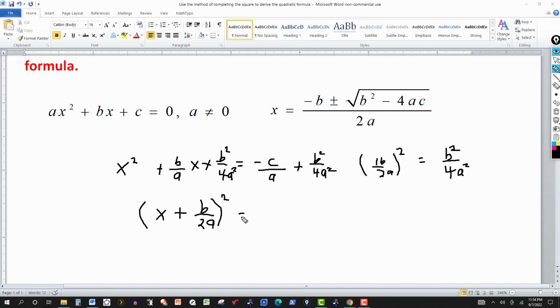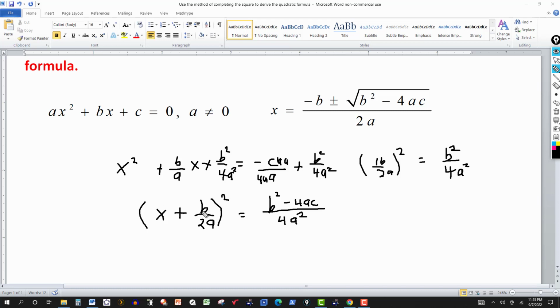And then on this side over here, let's put this over the same denominator. So this is a 4a squared, and this is an a, so I need to multiply this one by 4a, and this one by 4a. This is a times a, 4 times a times a is 4a squared. Then I have the same denominator, so I'll just regroup. I'm going to put the b squared first here, and then I have minus 4ac. And this is the point where I take the square root of both sides.